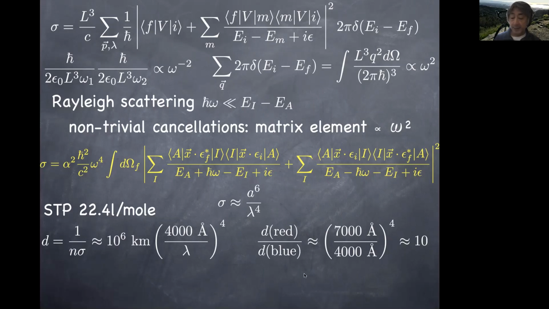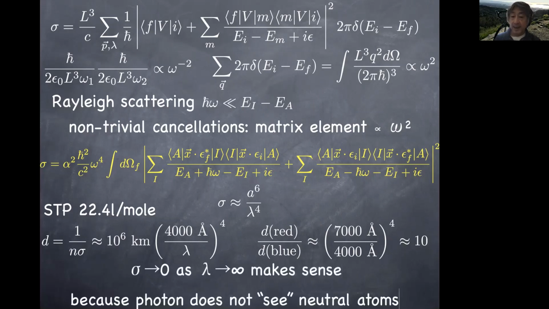So the blue light has 10 times shorter mean free path compared to the red light. In other words, blue light has 10 times higher probability of getting scattered by atoms in the atmosphere. And this behavior actually makes sense, which goes back to this cancellation in the matrix element.